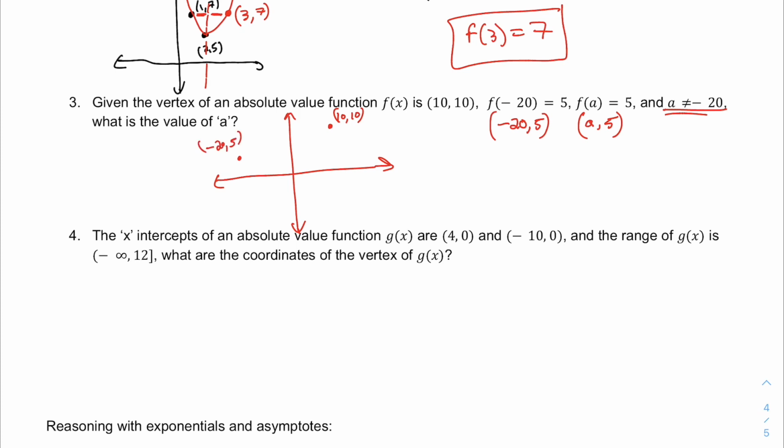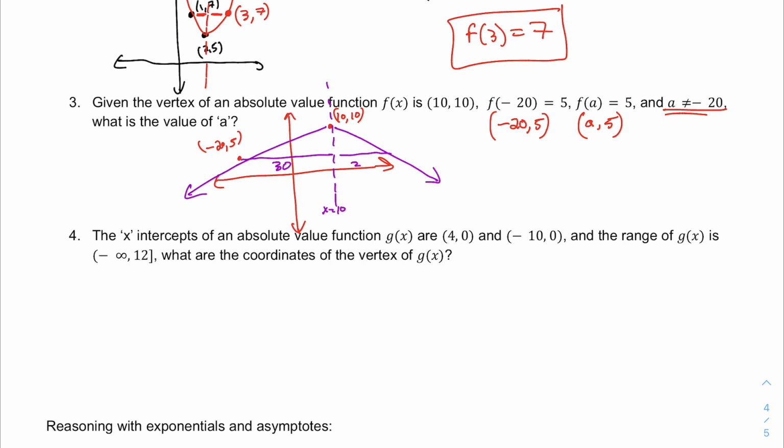That means that this V is open downwards. So maybe it looks something like this. Our axis of symmetry runs through this line x equals 10. And so this coordinate, negative 25, has a distance of 30 to our axis of symmetry.